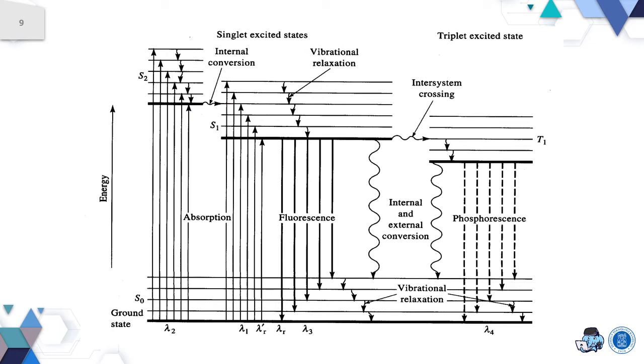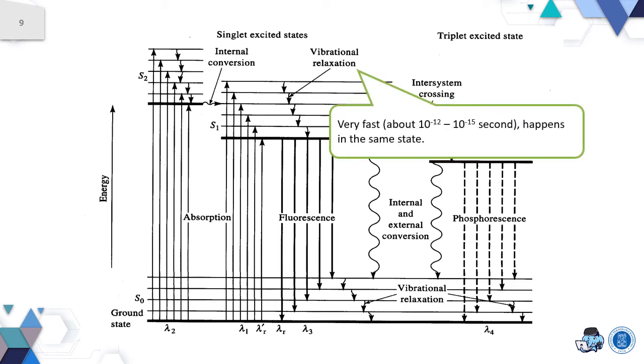And then there is vibrational relaxation. It is a really fast relaxation, about 10 to the power minus 15 until 10 to the power minus 12 seconds. And it always happens in the same state. If it's in S1, it will go to the lowest vibrational energy level in S1. And also in S2, it will just stay in S2. So this vibrational relaxation will not go through to the other state. It will never happen.